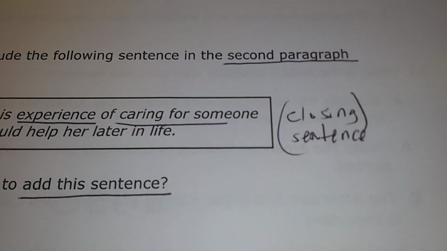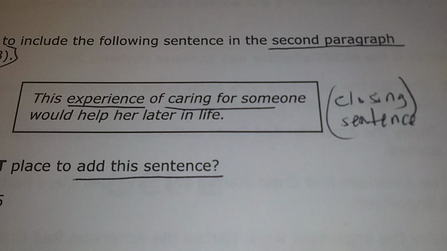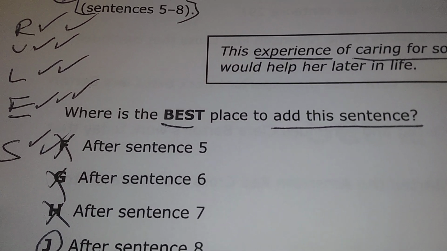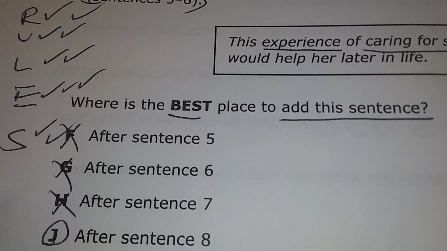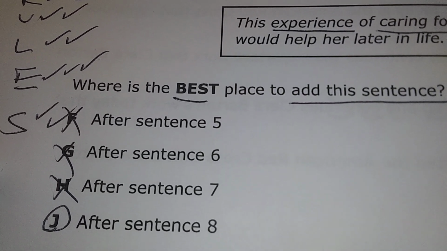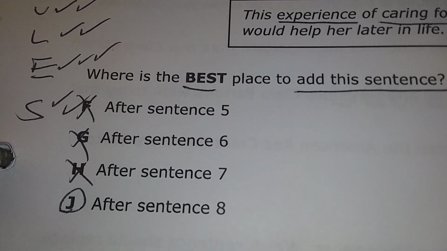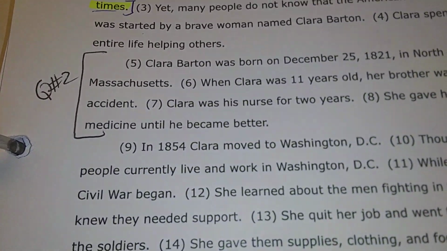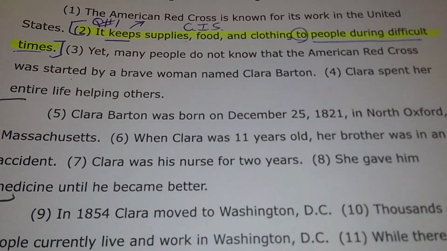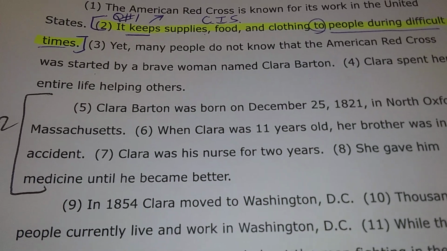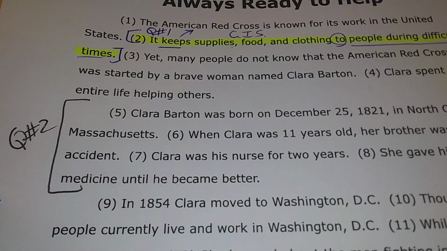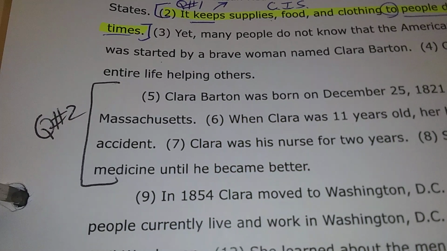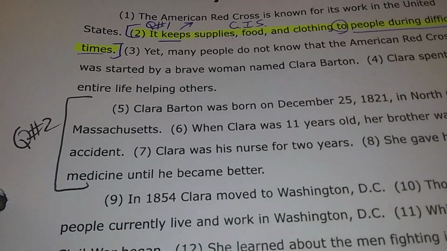And after reading the paragraph, we discover that it's a closing sentence. So the places that they ask you to consider adding it, using the word best, meaning that there's 2 places that could work, is after sentence 5, 6, 7, and 8. So, I read the entire paragraph. I didn't worry about reading paragraph 1 for this question because it's only asking about paragraph 2. So I label and bracket the second paragraph and write question number 2 there.